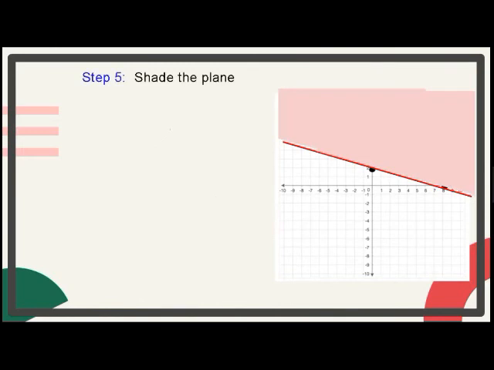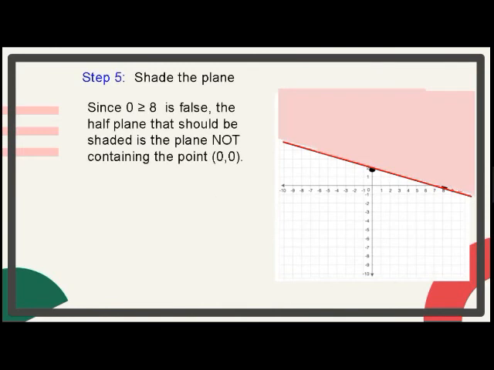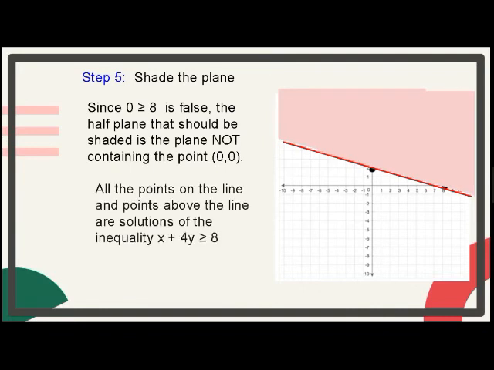Next step is to shade the plane. Since the inequality 0 is greater than or equal to 8 is false, the half plane that should be shaded is the plane not containing the point 0, 0. Look at the figure at the right. All the points on the line and points above the line are solutions of the inequality x plus 4y is greater than or equal to 8.